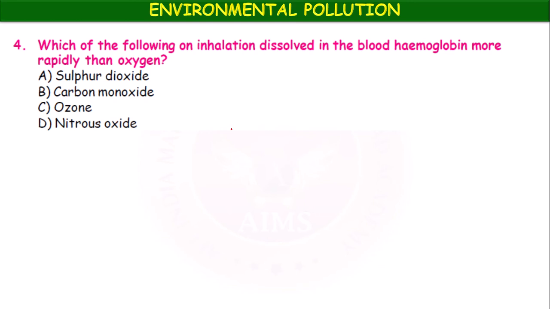Which of the following on inhalation dissolves in the blood hemoglobin more rapidly than oxygen? Which gas? The hemoglobin is most efficient towards which gas? Sulfur dioxide, carbon dioxide, carbon monoxide, ozone, or nitrous oxides. Carbon monoxide. The hemoglobin combines with carbon monoxide. If oxygen and carbon monoxide both are available, hemoglobin is attracted towards carbon monoxide. It easily combines with carbon monoxide and forms carboxyhemoglobin, which may cause suffocation.